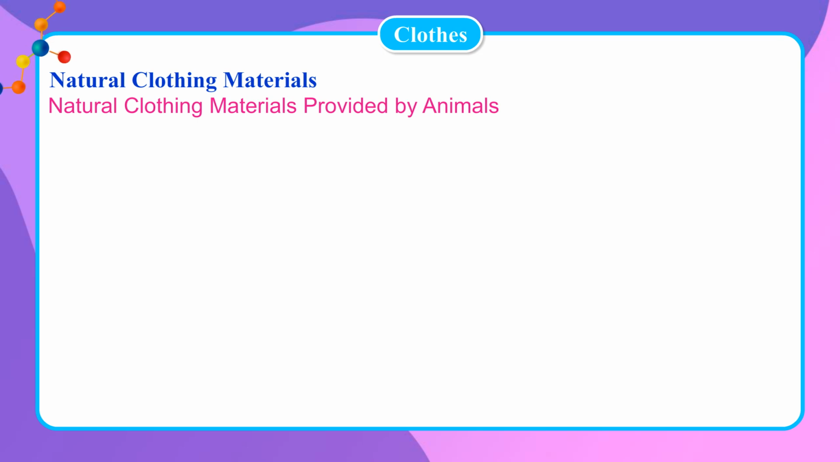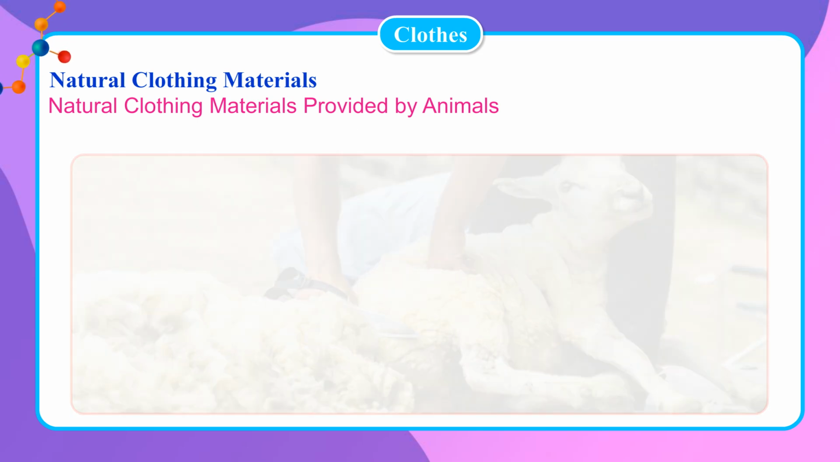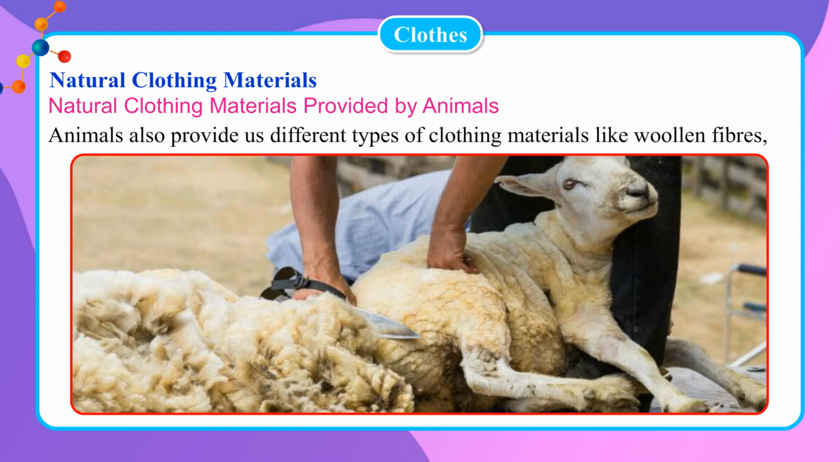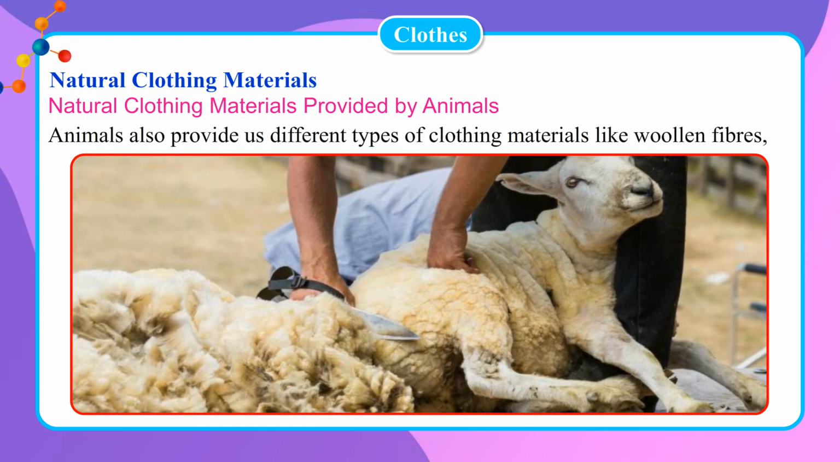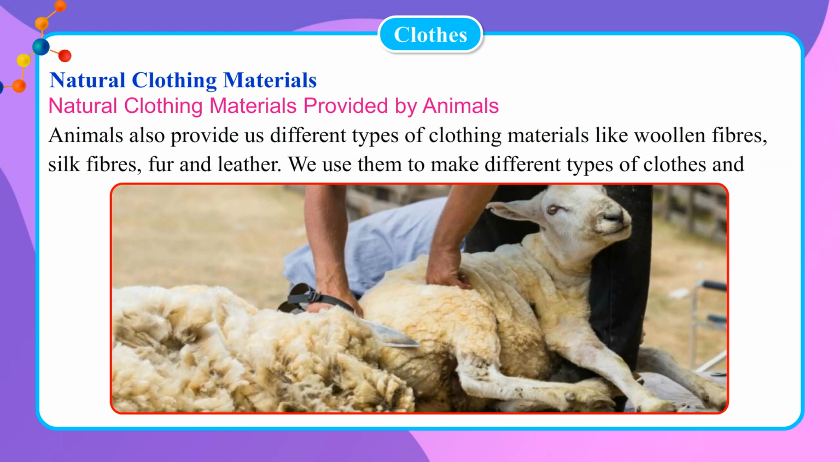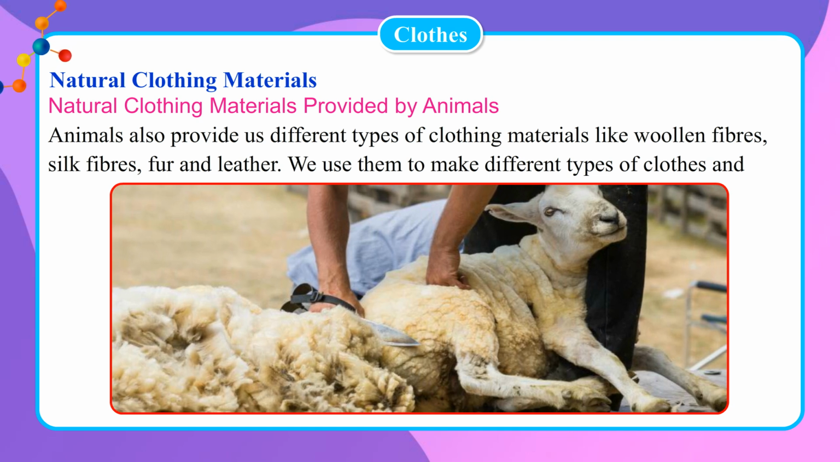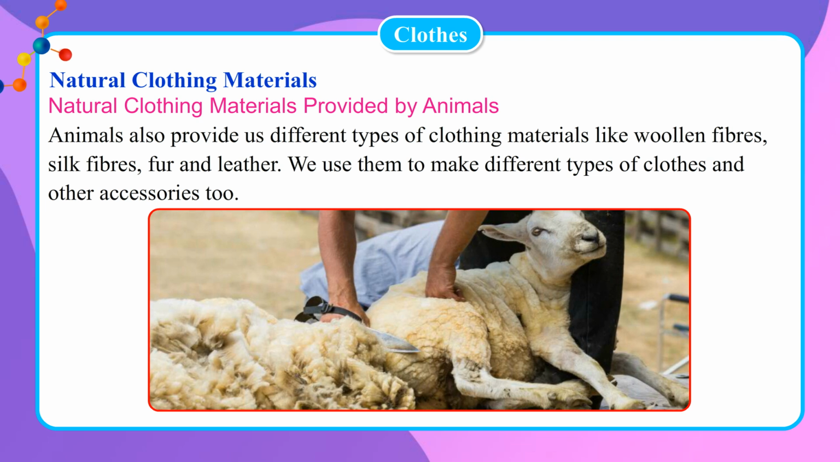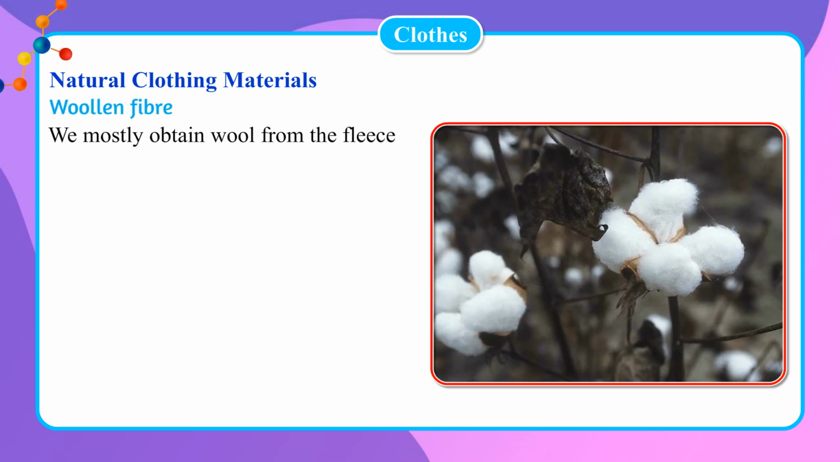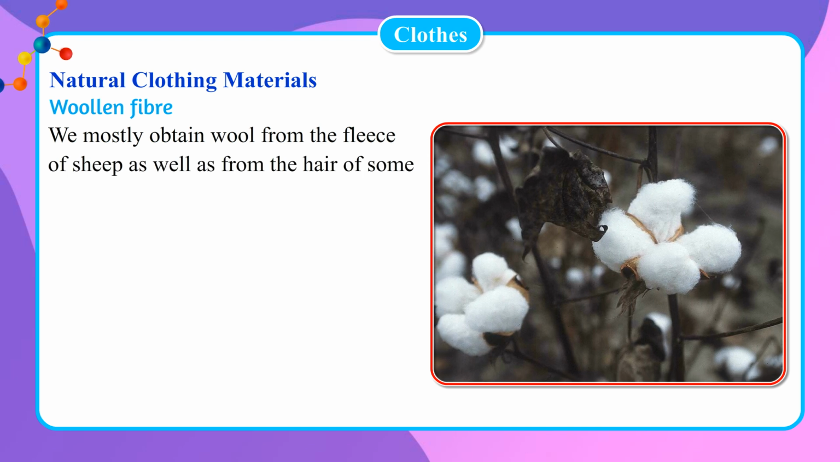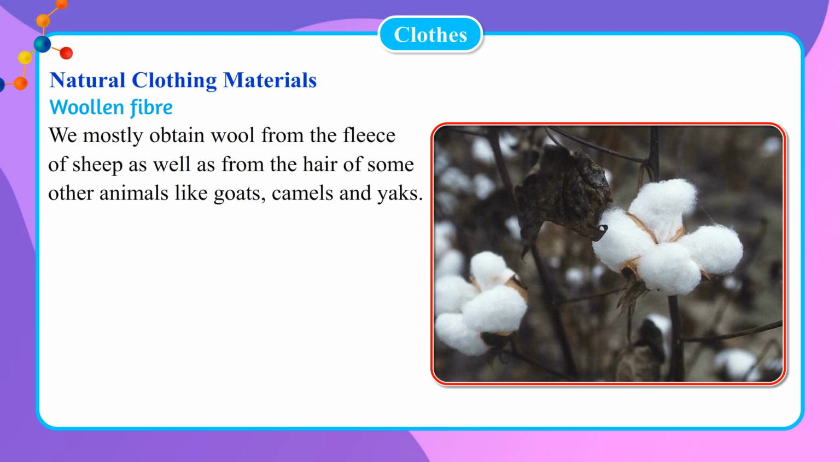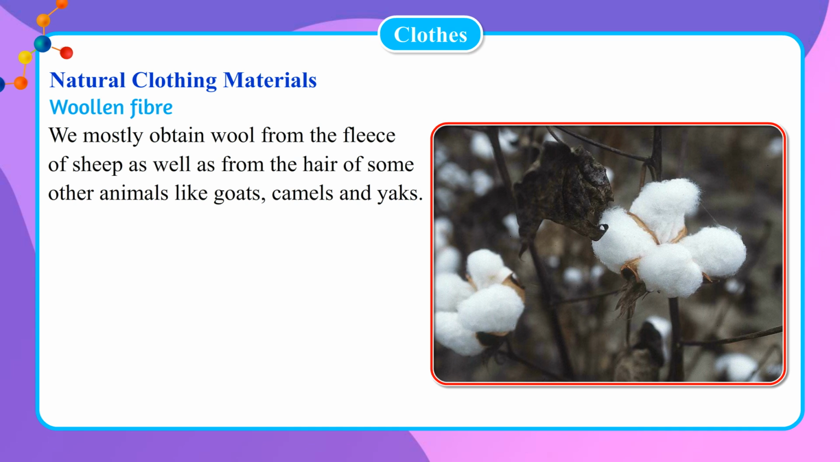Natural clothing materials provided by animals. Animals also provide us different types of clothing materials like woolen fibers, silk fibers, fur and leather. We use them to make different types of clothes and other accessories too. Woolen fiber. We mostly obtain wool from the fleece of sheep as well as from the hair of some other animals like goats, camels and yaks.